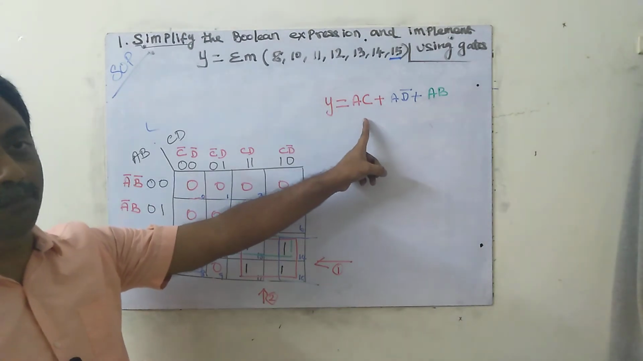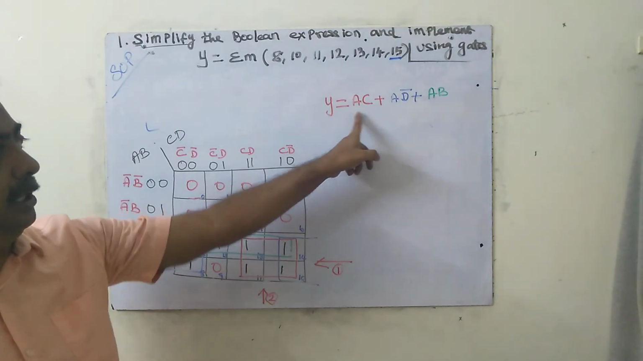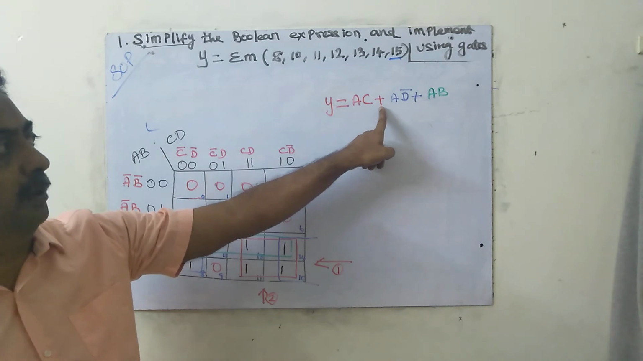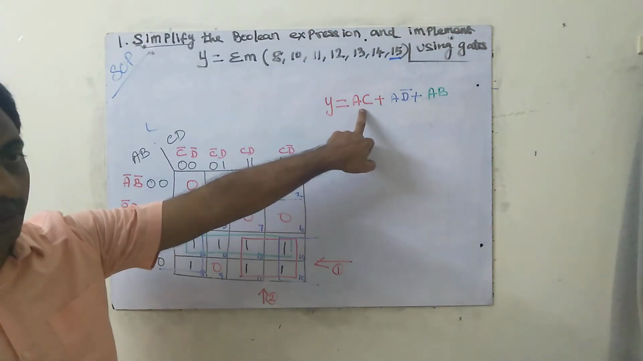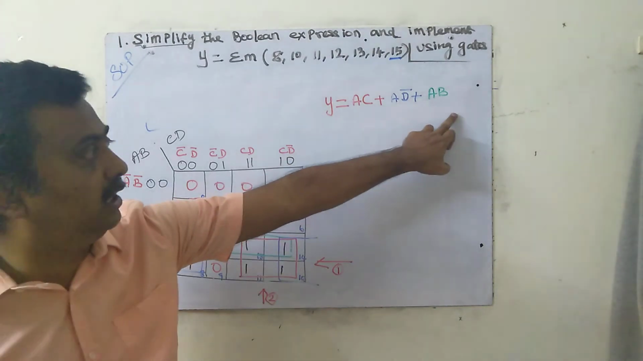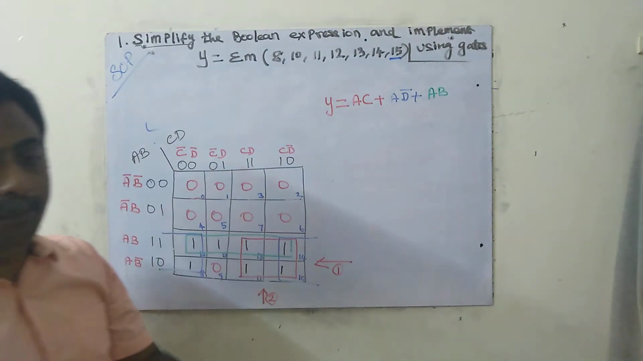This is SOP form. In one particular box, I have to multiply. When I go to the next box, I have to put plus. That is called SOP form. See, red color, one product. Blue color, one product, and green color, another product. All the products I am adding. So how to implement this?